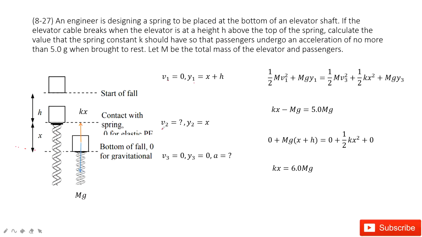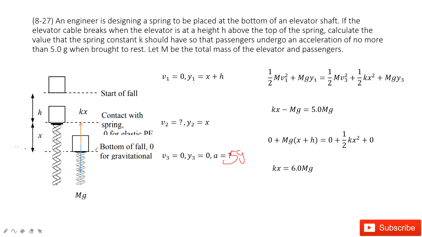Now it reaches position 2, where the box falls down and just contacts the spring. The v2 we don't know, but the position is x, right? y2 is x. Finally, it reaches position 3 because it moved down and compressed the spring. So the spring is compressed, and finally this box becomes stationary, v3 is 0, the position is 0, and the acceleration is 5g. And then we need to find the spring's constant k.